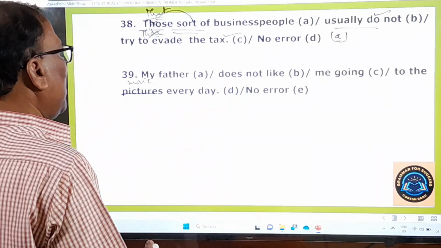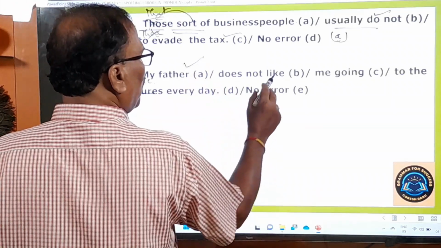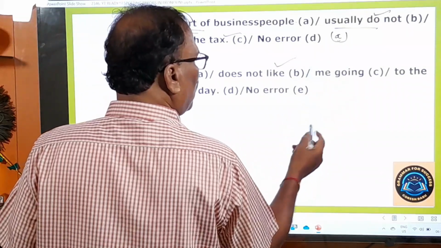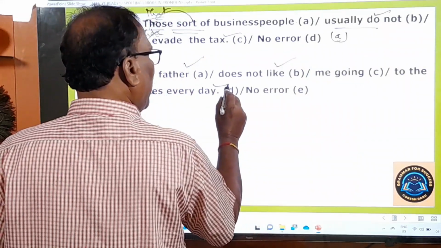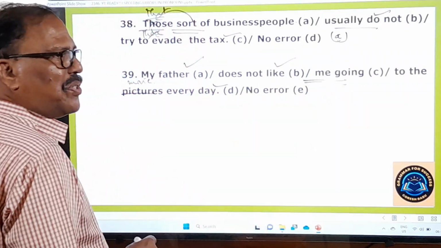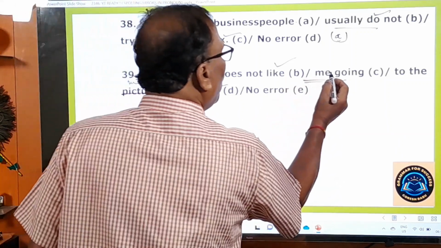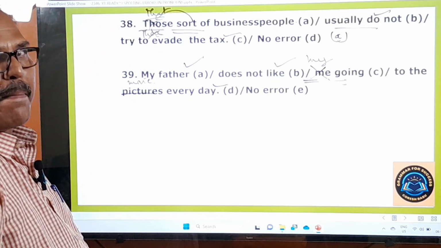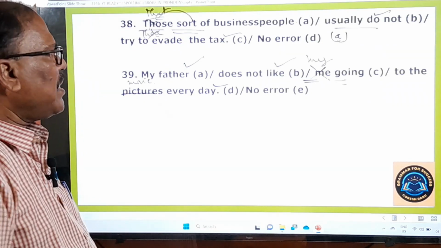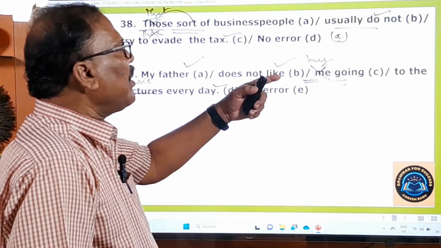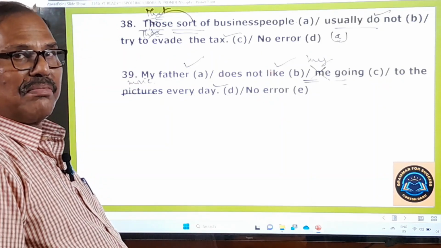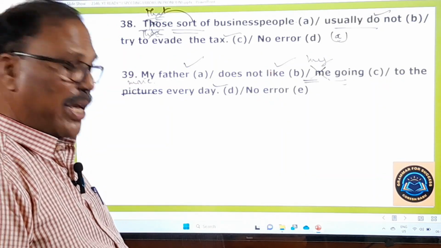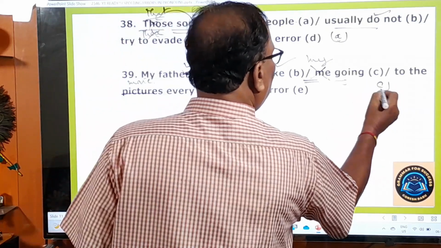So if you observe this sentence, my father, no mistake, doesn't like, no, to the pictures every day, okay. But only me going is a mistake. Why? Because here you should not say me going; you have to say my going. Instead of saying my going, you cannot say me going or I going. No, my going. Therefore, this C part is the mistake.